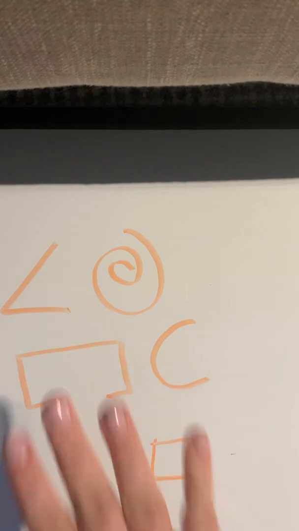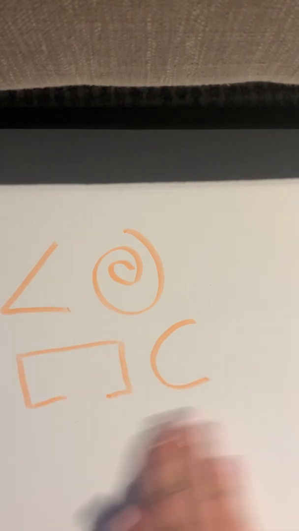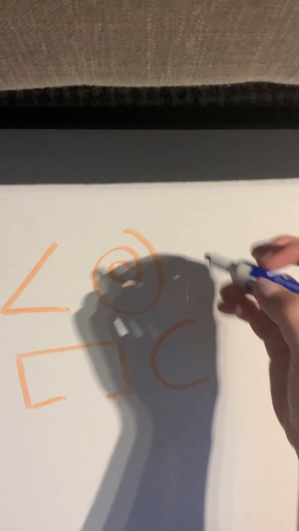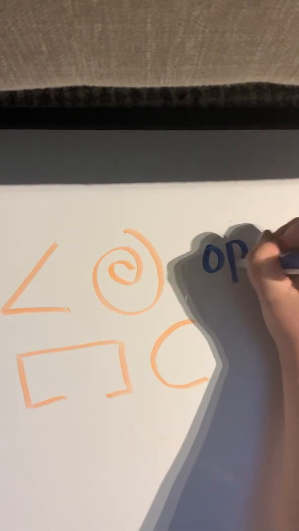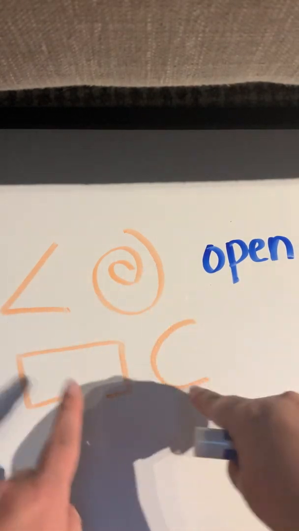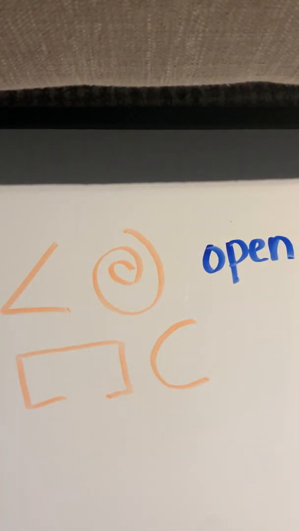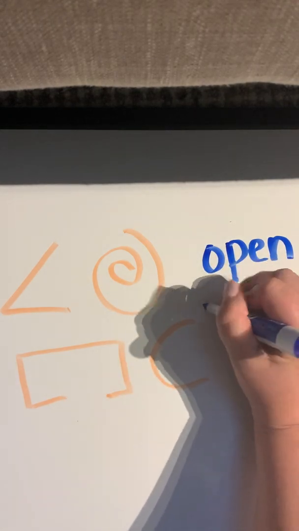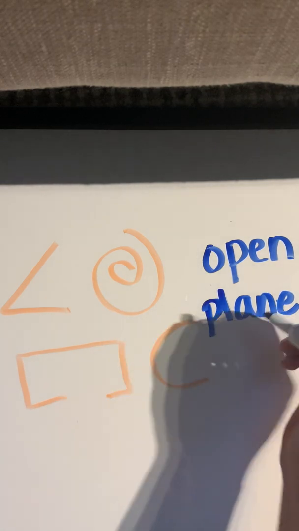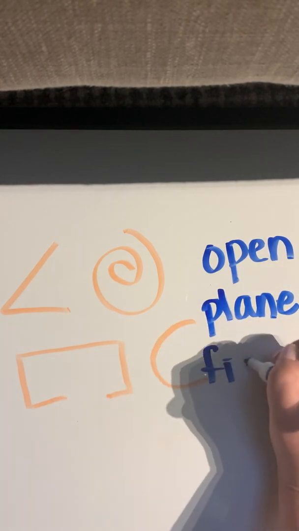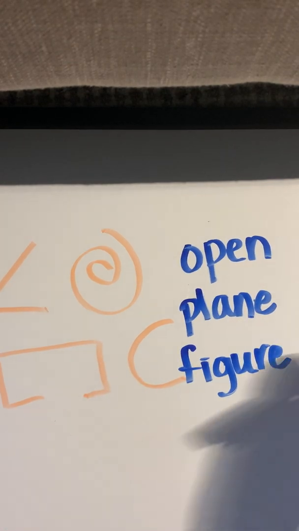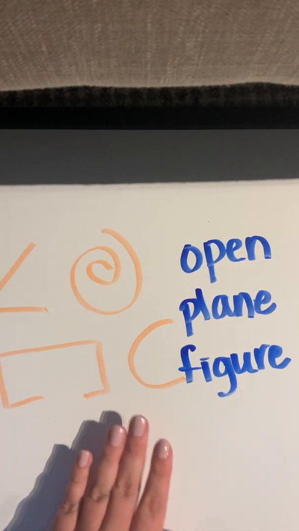So, shapes that look like this have a name. These are called open. Everybody say open. Good. Open because look, they're all open. It looks like they have a door in them. None of them are closed. Open plane, and we talked about what a plane object is. Plane figures. And remember, a plane object is an object that is two-dimensional, okay? So these are called open plane figures.